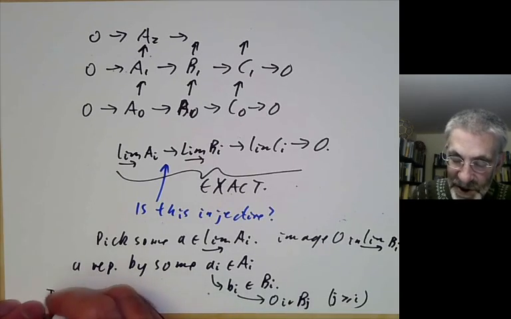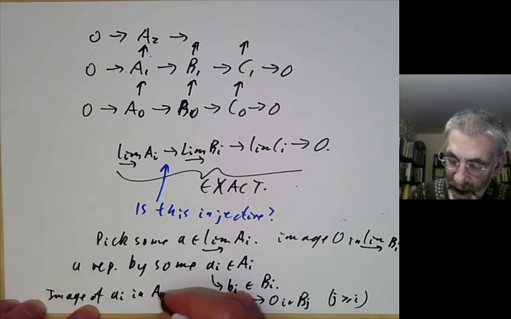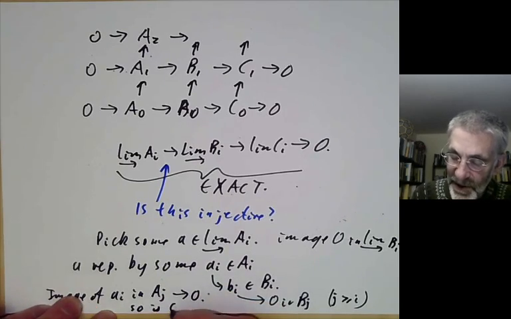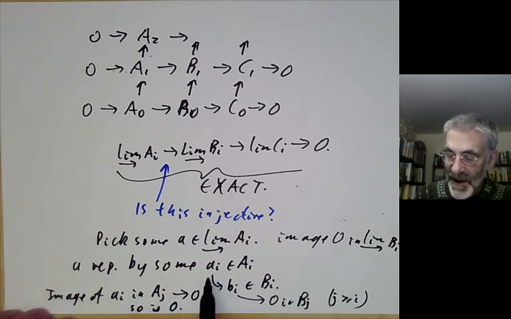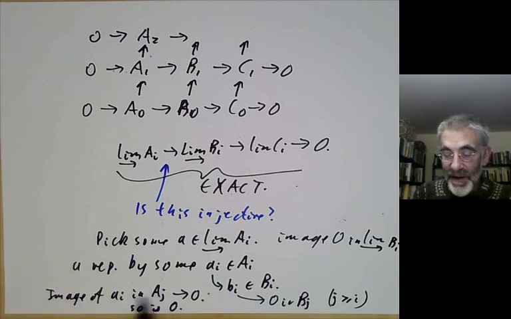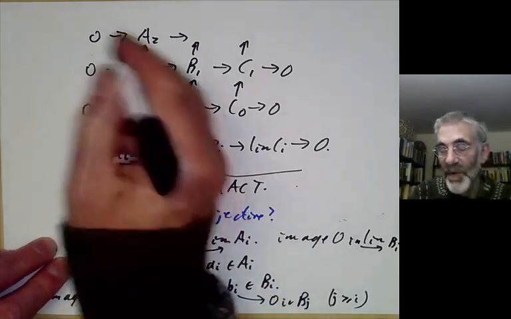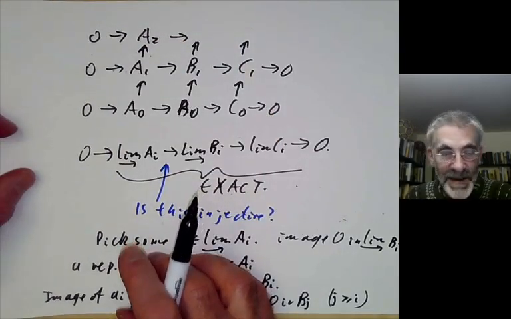And this means the image of AI in AJ maps to 0, so is 0 because the map from AJ to BJ is 0. But that means AI has image 0 in some AJ, and by construction of the colimit, that means AI is 0 in the colimit. So we've proved that this map is actually injective, provided we're taking the colimit over a directed set.